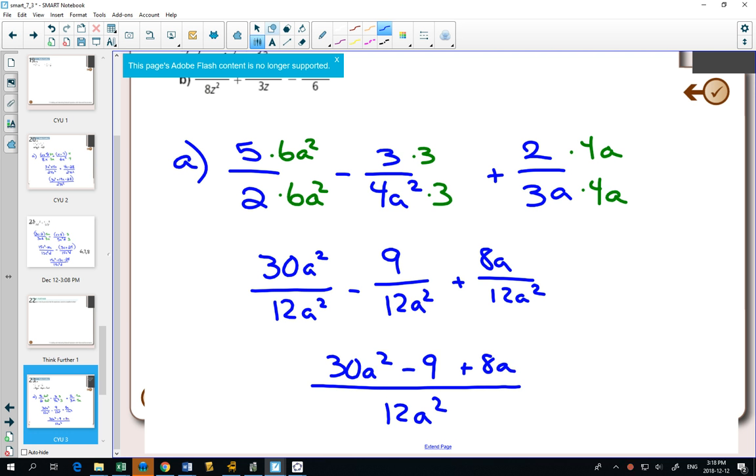There's no like terms on the top. There's no common factor we can factor out. Right now this is all grouped together as one big factor. Nothing simplifies. And we are done. Nice. Just got a common denominator, added our fraction.